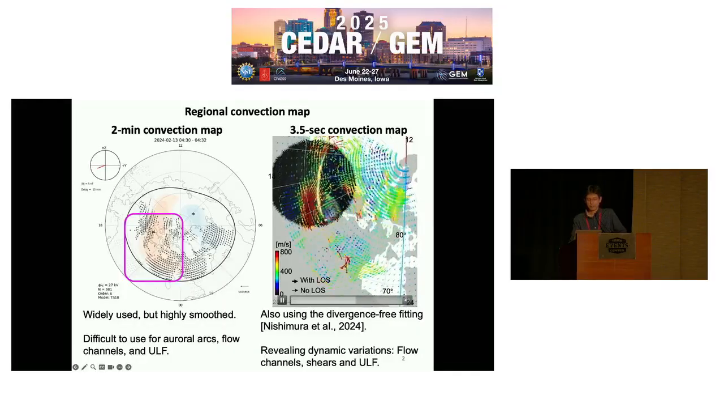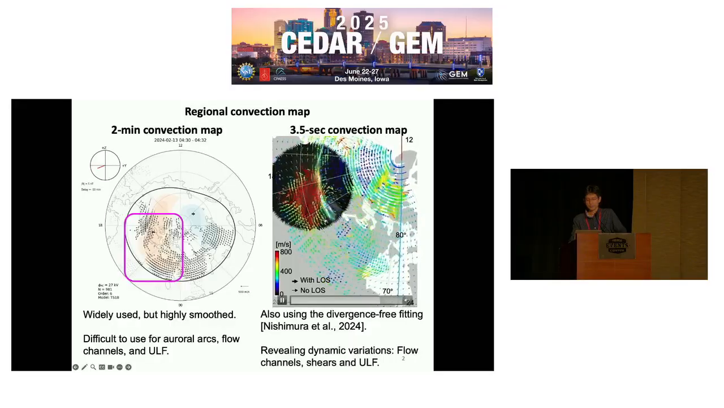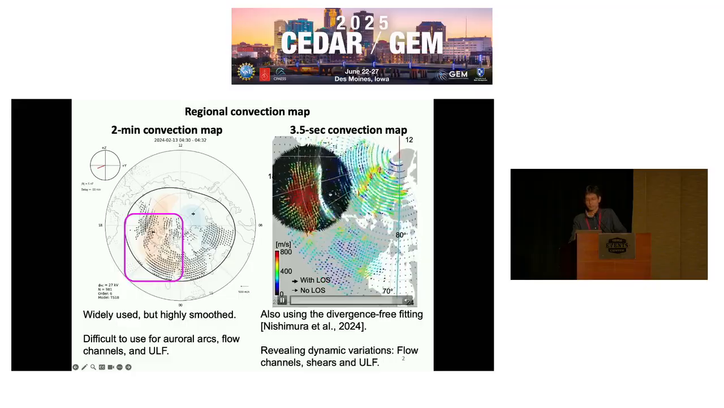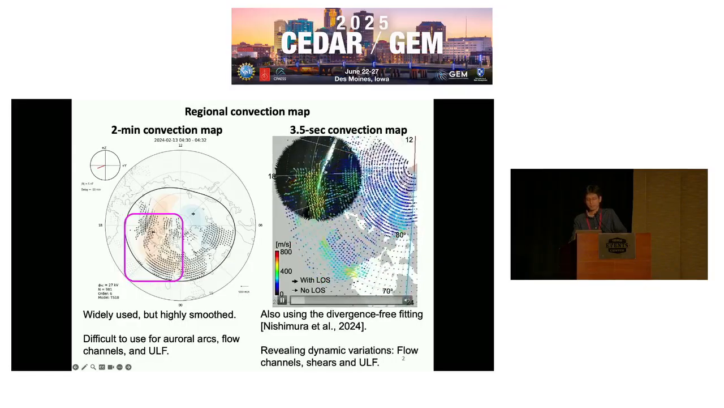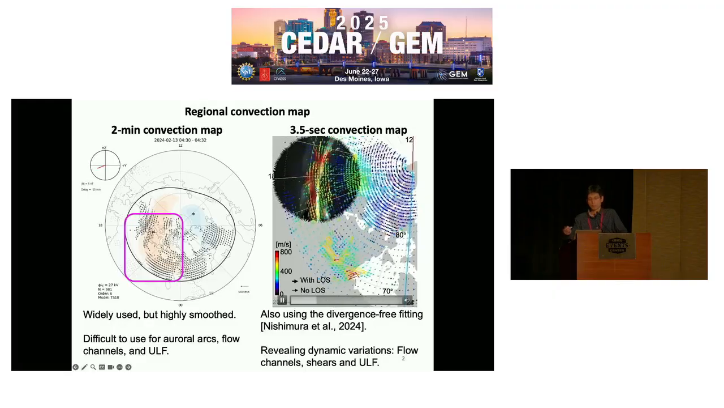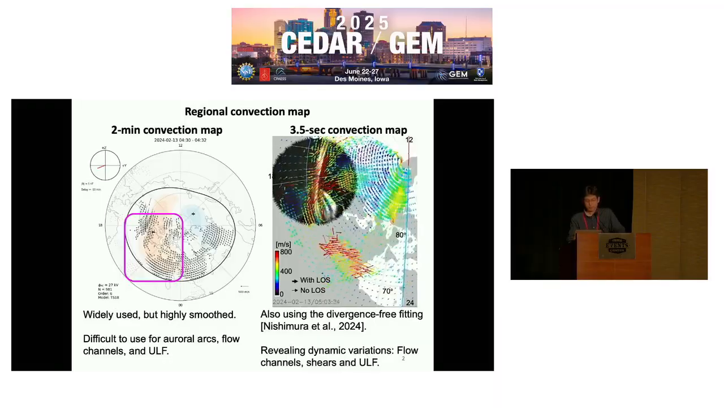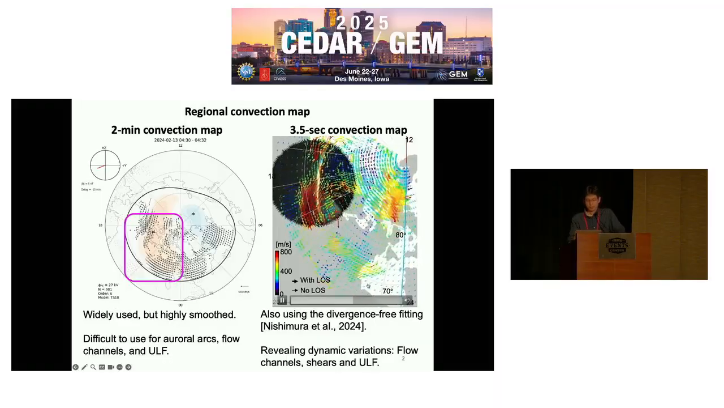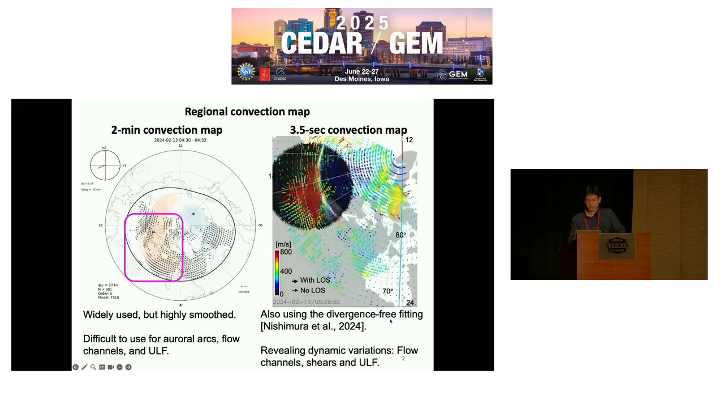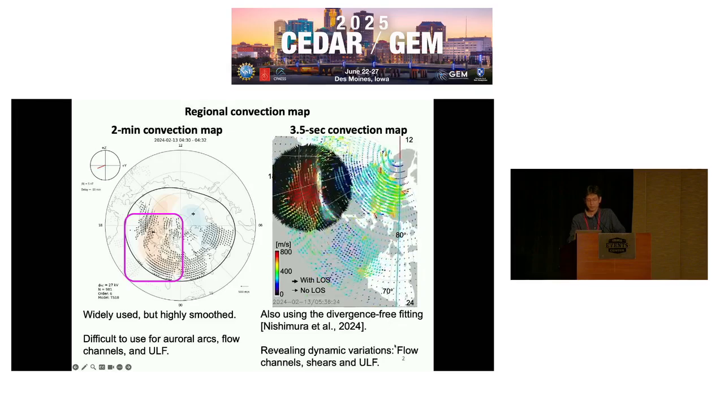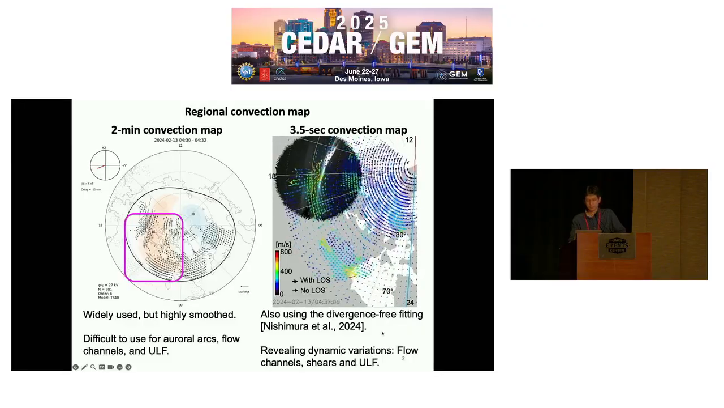And some of them are correlated with the auroral structure right here. Flow channels are nicely aligned with the fast flow. So there's a flow shear at the location of the auroral arc. That's exactly what we expect when we have the auroral arc, where we have the converging electric field. So that's the level of detail we can now resolve, but couldn't before. That's a really exciting opportunity to do things like flow channel evolution, flow shears, flow vortices, and ULF and whatnot.